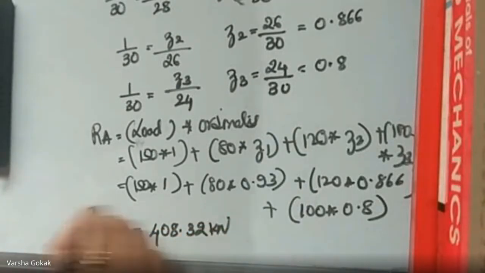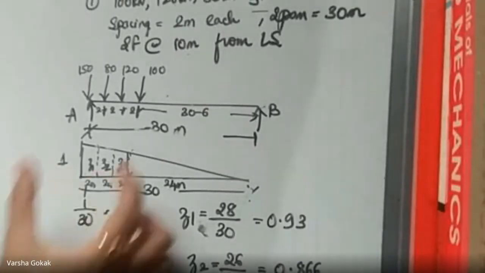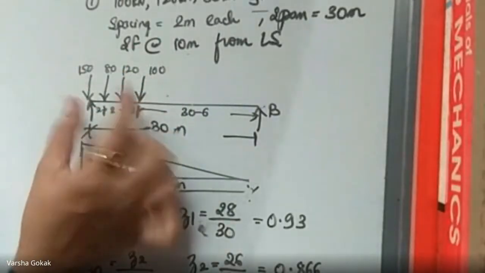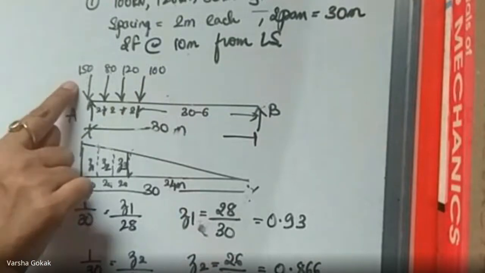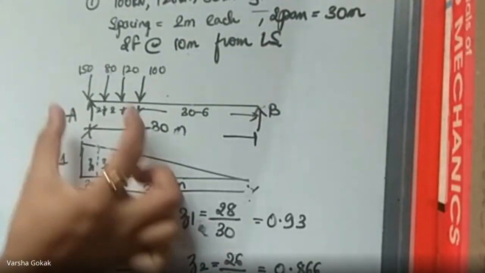Anybody else, please check. I want one more person to cross verify whether you are also getting the same value. Same, ma'am. So what we did to get the reaction at A, we placed all 4 of them together. First load is 100, last load is 150, but the last one will be exactly on point A.